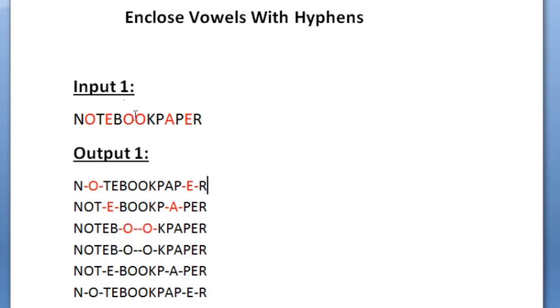And now the fourth vowel from left is, so 1, 2, 3 and O. So this O is our fourth vowel. And then the fourth vowel from right is, so 1, 2, 3 and 4. So this O. So again these two O's must be enclosed within hyphens. So we are enclosing it with hyphens.